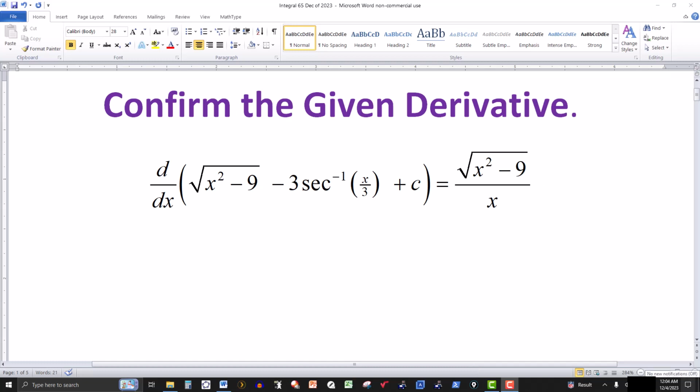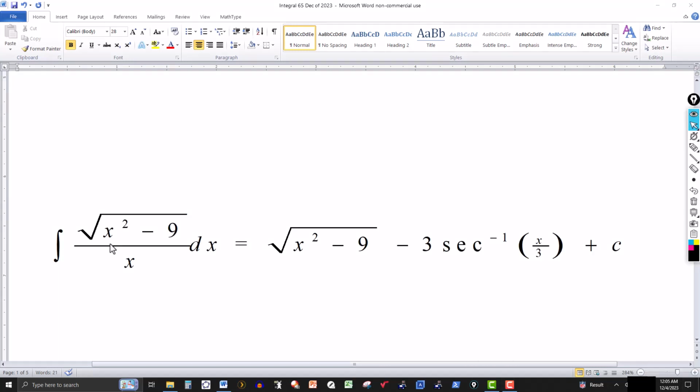In this video, we want to confirm the given derivative. In an earlier video, we evaluated this integral, and we got this answer: the square root of x squared minus 9 minus 3 secant inverse of x over 3 plus your constant of integration. So this is really a practice problem on computing the derivative, checking your answer to an integral evaluation.